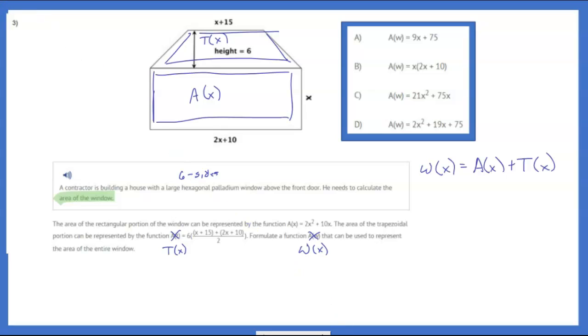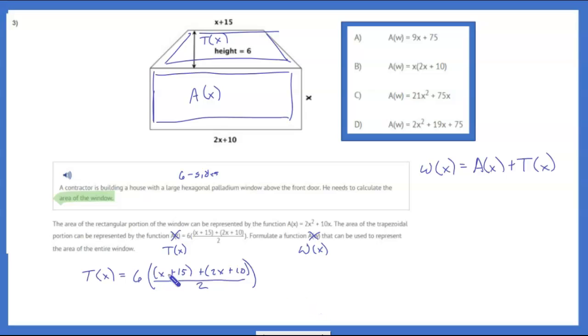And so I'm going to add these two together. And this one looks pretty straightforward. 2x squared plus 10x. If I'm looking for combining like terms, that should be pretty easy to handle. But this bit, this is nonsense. I'm going to have to simplify this in order to combine like terms. So that's going to be my first step. That's what I think I'm going to do first. I'm going to simplify t of x before I try to combine these. So I'm just going to write this over here. T of x equals 6 times x plus 15 plus 2x plus 10, all of that over 2.